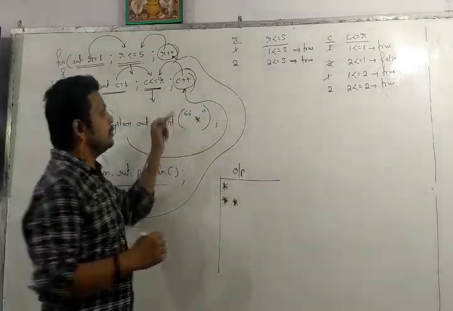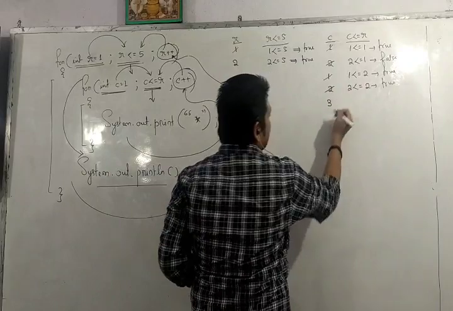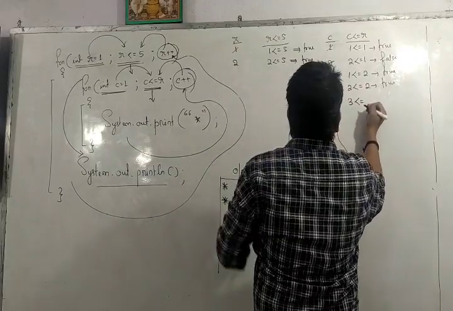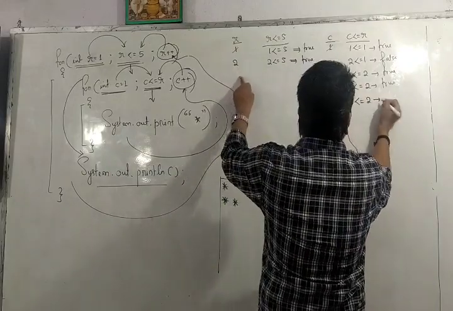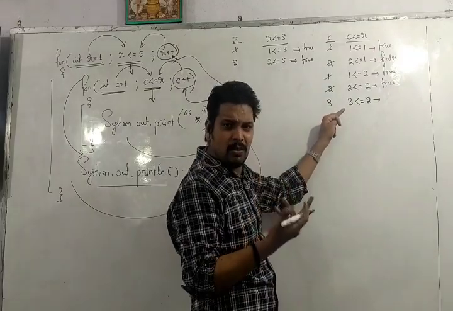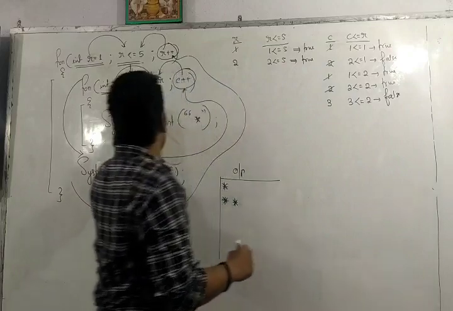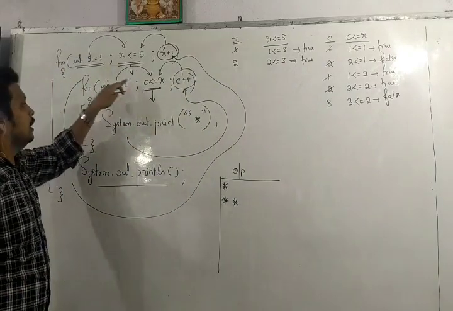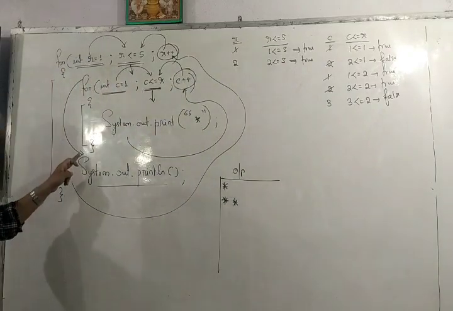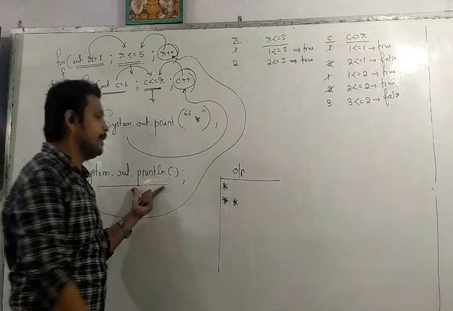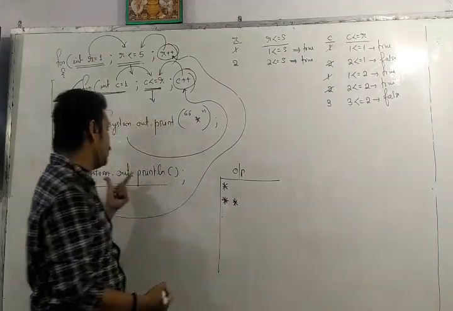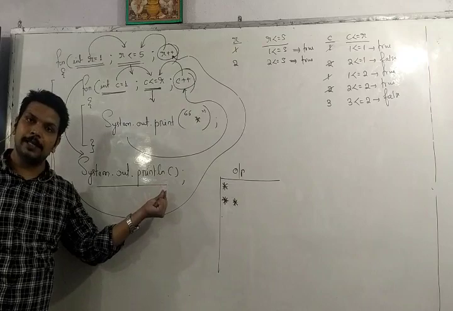Then C++. C is 3. 3 is less than equal to 2. Is 3 less than 2? No. Is 3 equal to 2? No. So it is false. If this condition is false, then the control will come out of the body of the inner for loop and it will take the cursor to the next line because of this system.out.println.